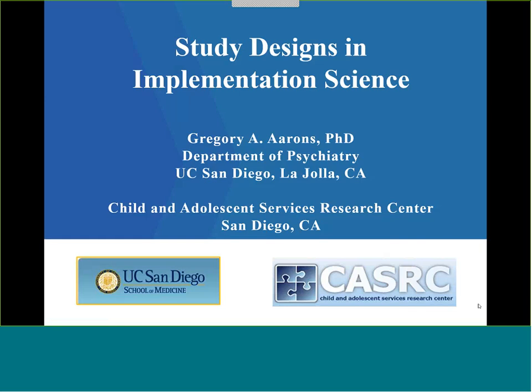Okay, so hello, this is Greg Ahrens. I am a professor in the Department of Psychiatry at UC San Diego, on the west coast of the U.S., and also director of the Child and Adolescent Services Research Center.